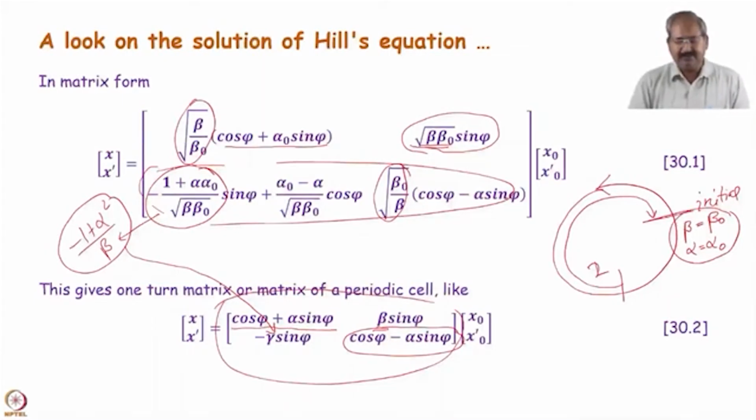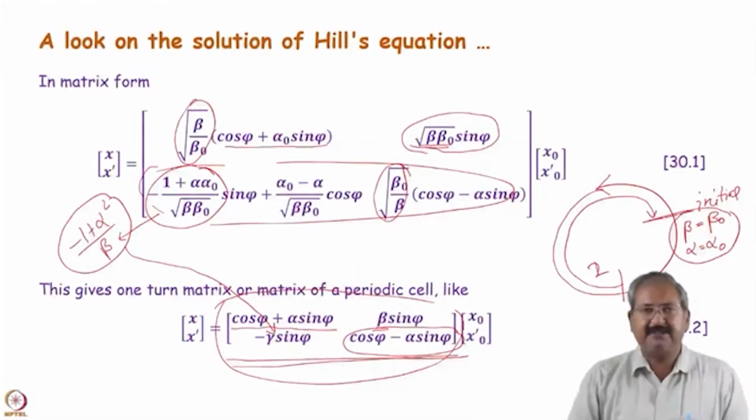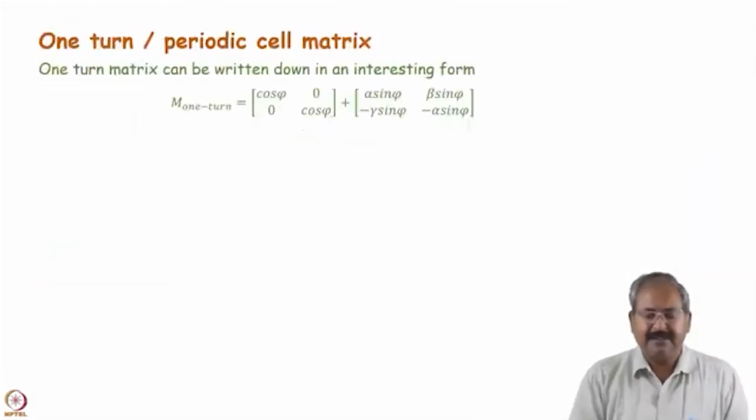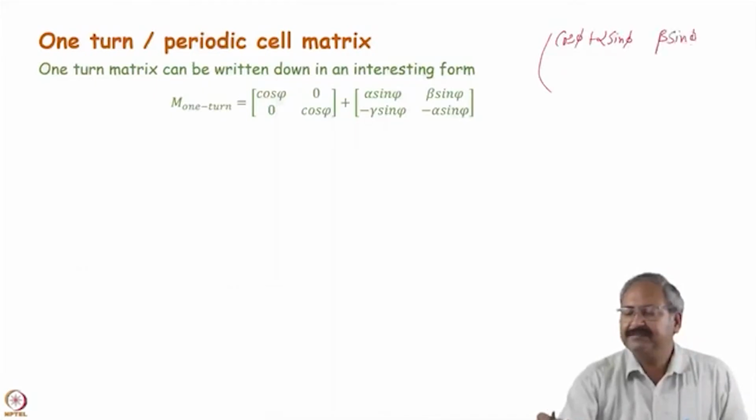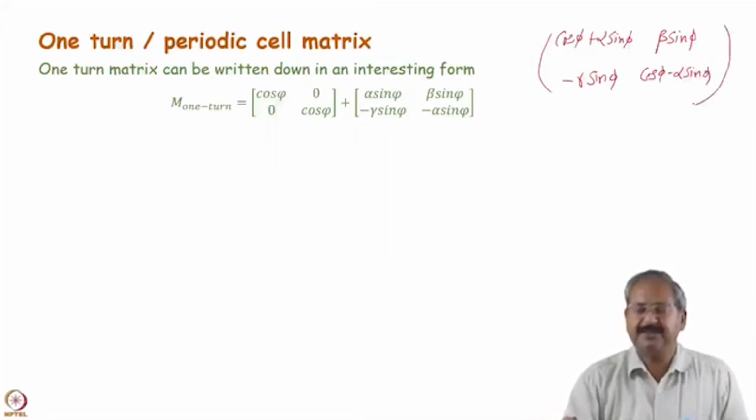So this matrix is for one turn, where we have the periodic solution of these parameters. That is, if we want the transfer matrix of one complete turn in terms of these parameters, choosing the periodic solution, then the transfer matrix is this. Now this matrix can be written in a very interesting form. Our matrix was cos phi plus alpha sin phi, beta sin phi, minus gamma sin phi, and cos phi minus alpha sin phi. This was our one turn matrix which we obtained earlier.